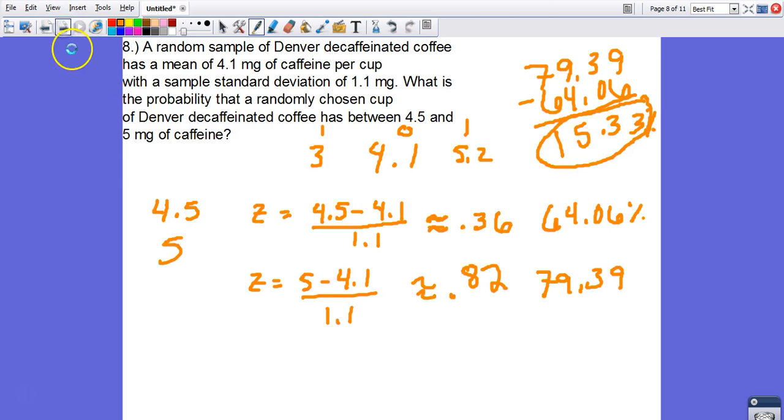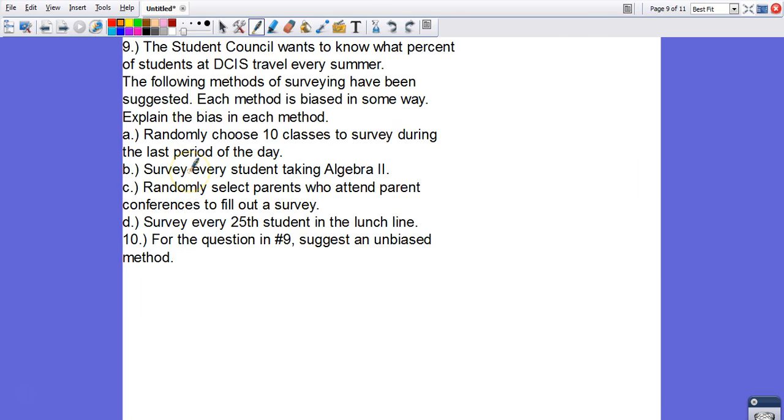What's next? Question 9. The Student Council wants to know what percent of students at DCIS travel every summer. The following methods of survey have been suggested. Each method is biased in some way. Explain the bias in each method. Randomly choose 10 classes to survey during the last period of the day. Well, all of those people have classes the last period of the day, okay? So that's going to be biased because they may have something different to say because they're in school the last period of the day.